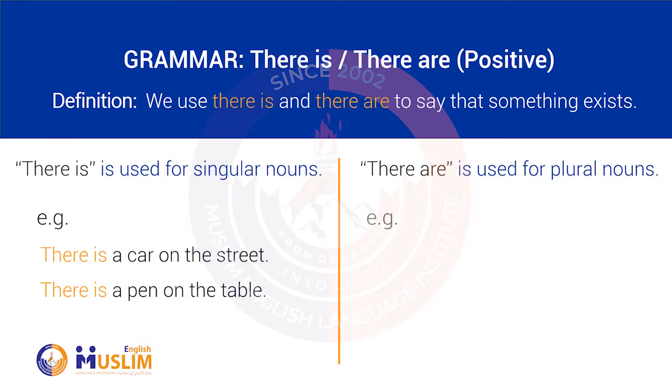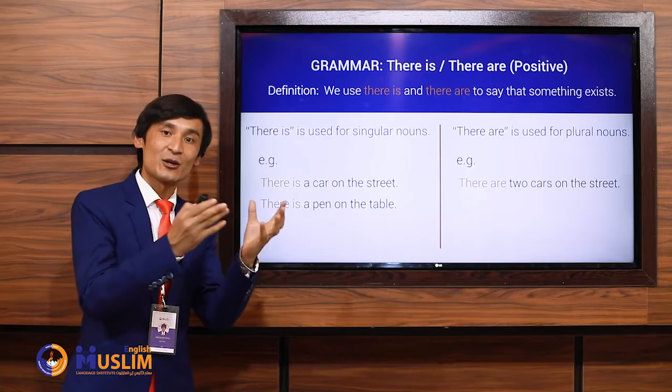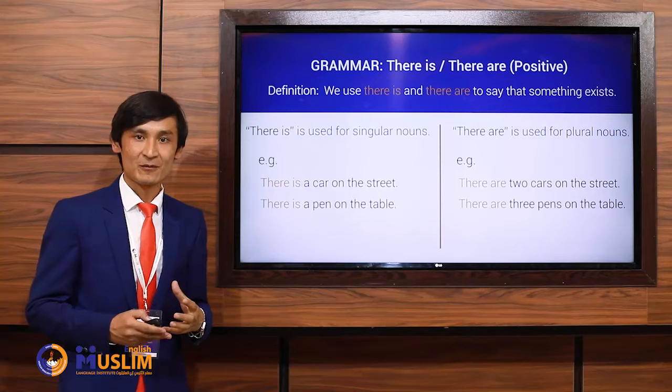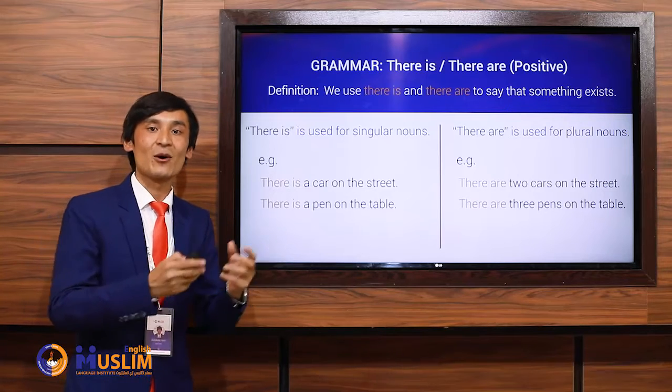For example, there are 2 cars on the street. There are 3 pens on the table.